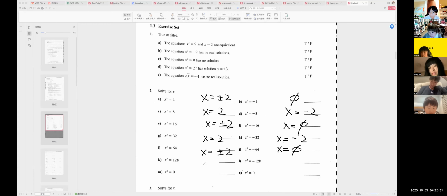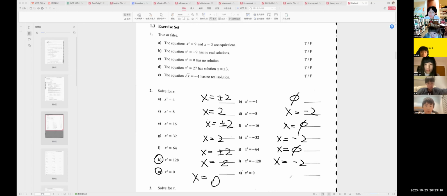Number 3. X power 7 equals 128. X equals what? Kevin. 2. Yeah, 2, very good. X power 7 equals negative 128. Vicky. Negative 2. Negative 2, very good. Number 3. X power 8 equals 0. Roland. 0.